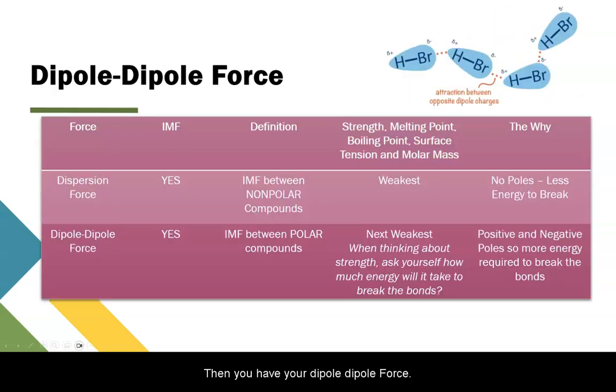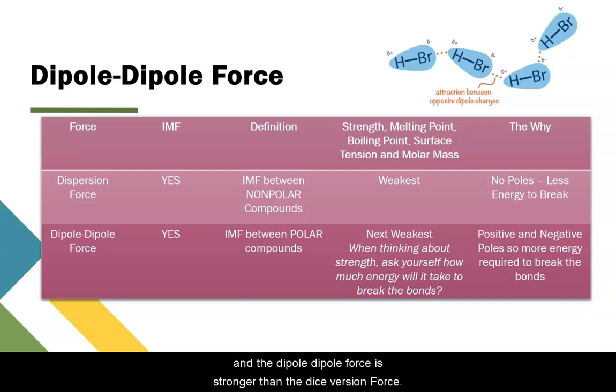Then you have your dipole-dipole force. This is your intermolecular force between polar compounds. It's kind of our middle IMF. And when we're thinking about strength, you need to start asking yourselves, how much energy is it going to take to break the bonds? If it's not a lot of energy, it's going to be a really weak force. If it's a little more energy, it might be a medium force. If it's a lot of energy, it's going to be a strong force.